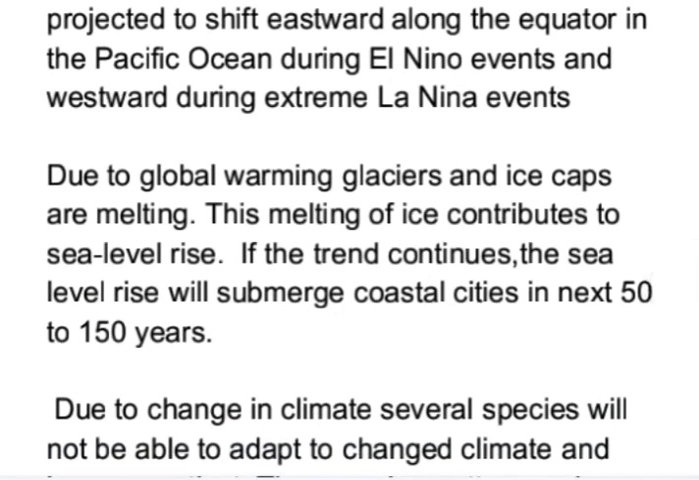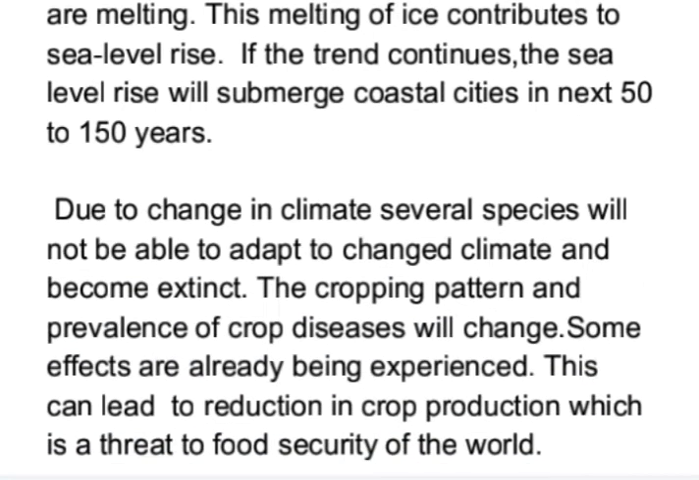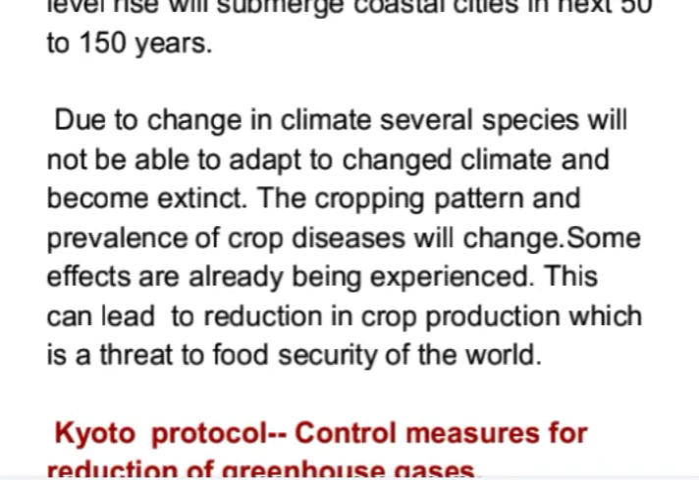Due to global warming, glaciers and ice caps are melting. This melting of ice contributes to sea level rise. If the trend continues, the sea level rise will submerge coastal cities in next 50 to 150 years. Due to change in climate, several species will not be able to adapt to changed climate and become extinct. The cropping pattern and prevalence of crop diseases will change. Some effects are already being experienced. This can lead to reduction in crop production, which is a threat to food security of the world.